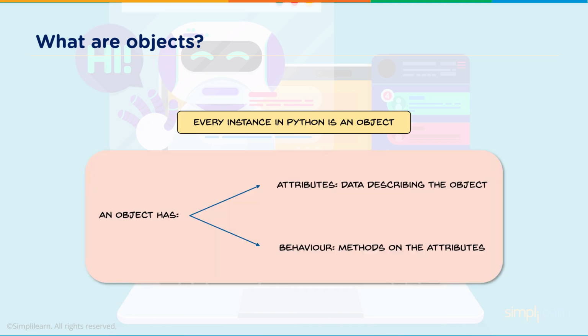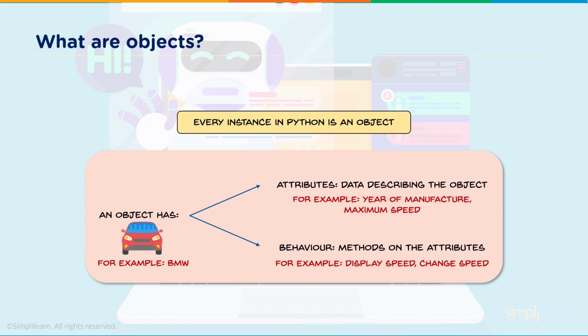And when we talk about an object in programming, an object has two different things: attributes, which is data describing the object, and behavior, methods on the attributes. So the first one is your actual data, and the second is what you are doing to that data. If you're a car lover, we're going to use cars as an example. This is kind of easy to see how that might fit into the different objects. We're going to start with a BMW, for example. That's an object. And with the BMW, you might have the year of manufacture and maximum speed. Those would be attributes of that car.